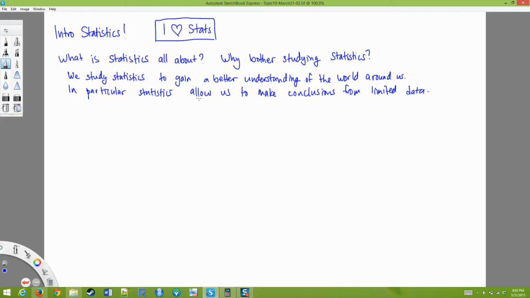Statistics allow us to make conclusions from limited data. All right, so what do I mean by that? Okay. Let's say we have a question. We have a research question, okay? And let's say that question is, whatever it might be, okay? How many licks does it take to get to the center of the Tootsie Roll Pop?